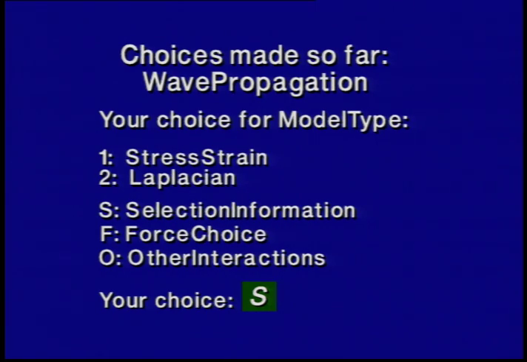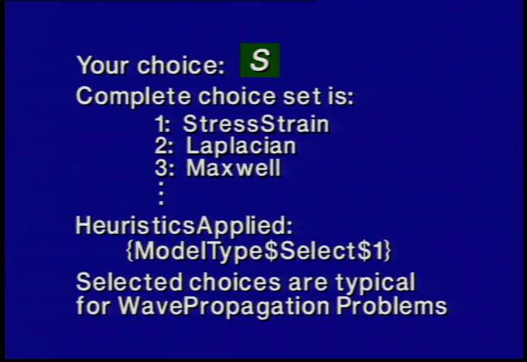The specification and design decisions can also be made interactively. The system applies heuristics to make the choice, but the user can inspect these choices or force an eliminated choice. For example, the heuristic applied here restricts the equation formulation based on the problem domain, so the user does not have to select from the complete set, which is larger than shown here.